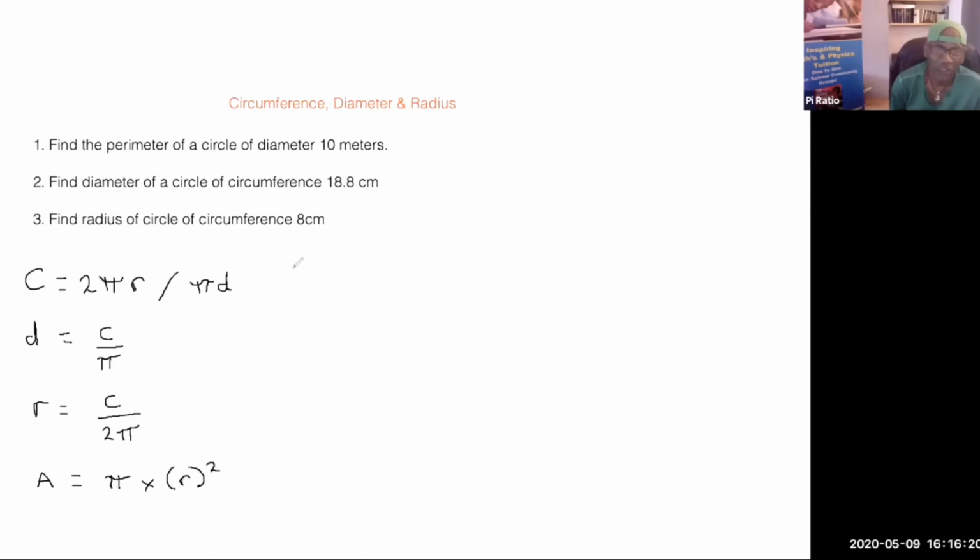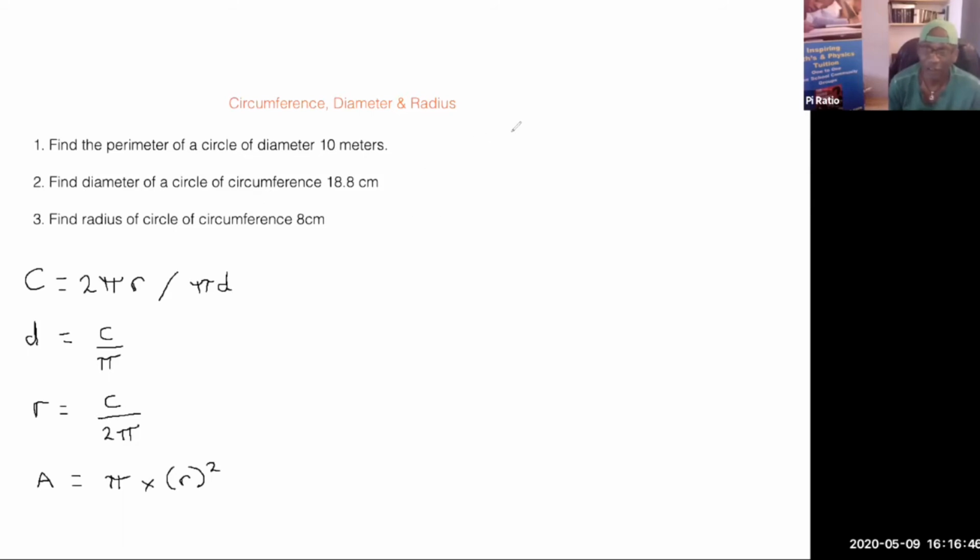Okay, I also want to add that a circle only has one dimension, and if you get a question that says find the perimeter, they're still referring to the circumference. So C is equal to 2 pi r and pi d. It's also known as a perimeter, so don't be confused.